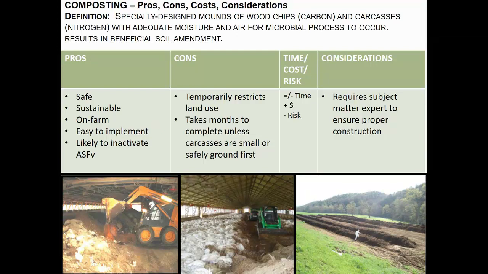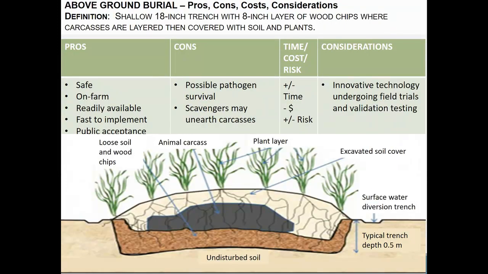Overall, composting takes a moderate amount of time to implement. It's relatively expensive because of the carbon source and the expertise that's needed to do it properly, but it has low risk to human, animal, and environmental health. And it was used on 85% of the carcasses, the 50 million birds in HPAI 2015.